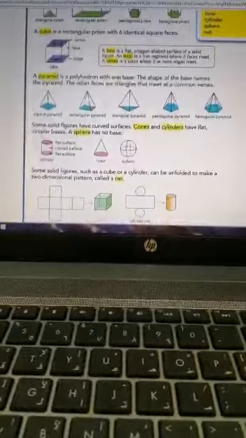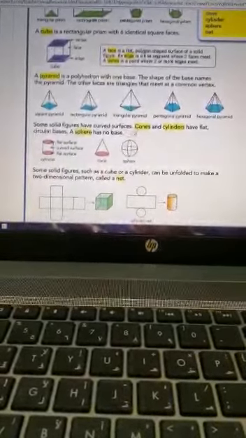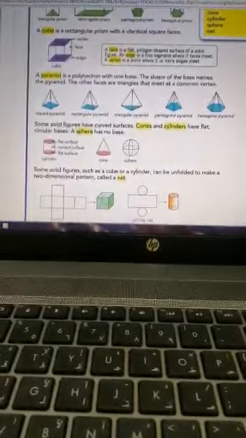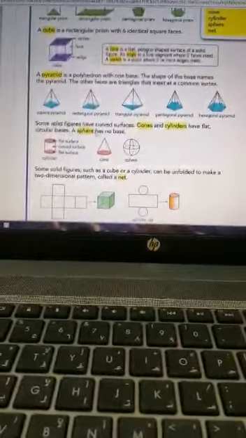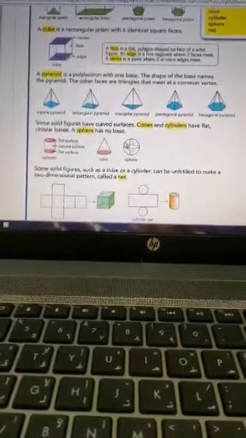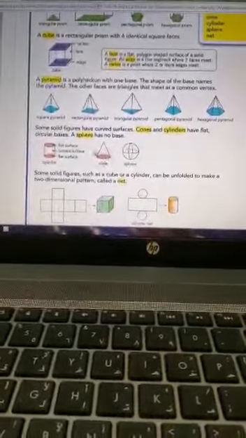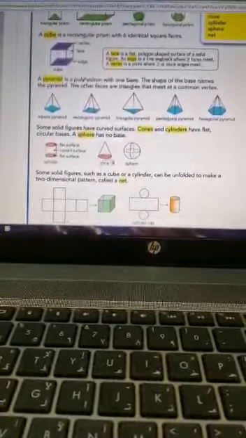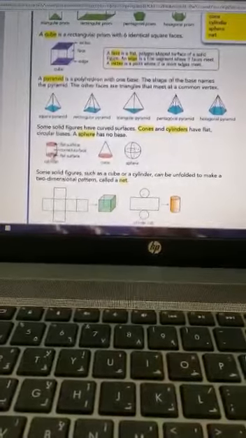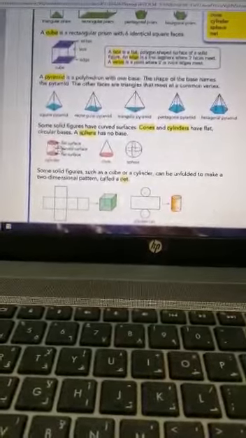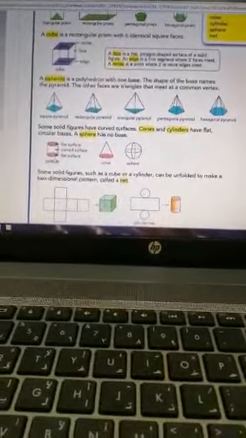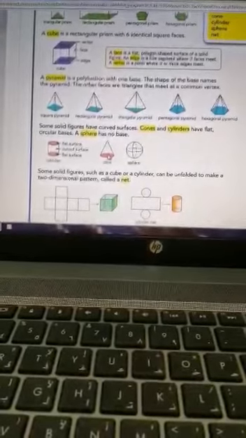Now look guys, some solid figures have a curved surface, okay? The cone and the cylinder have a flat base. A cylinder has circle bases. A sphere has no base. Then if we don't have a base, we name it a sphere. The cone has just one circle, look guys, one circle, okay, and meets at one vertex. But in the cylinder we have two circles, okay, then we name it a cylinder. If we have two circles, we name it a cylinder. If we have one circle, we name it a cone, okay.